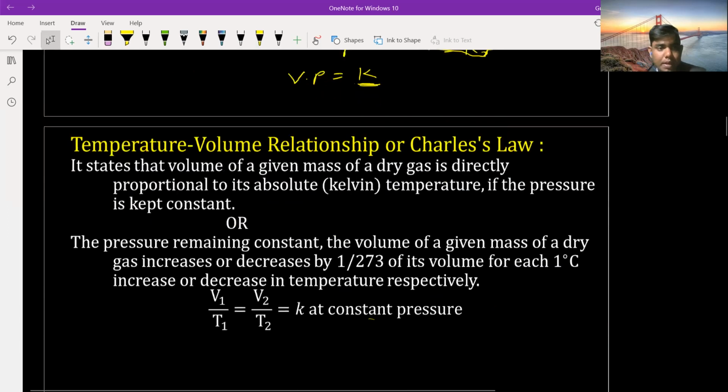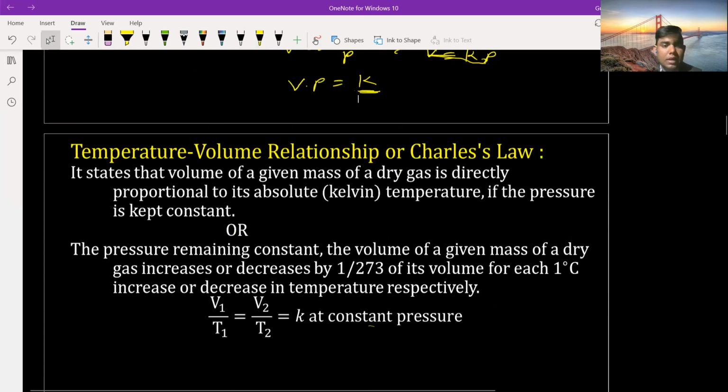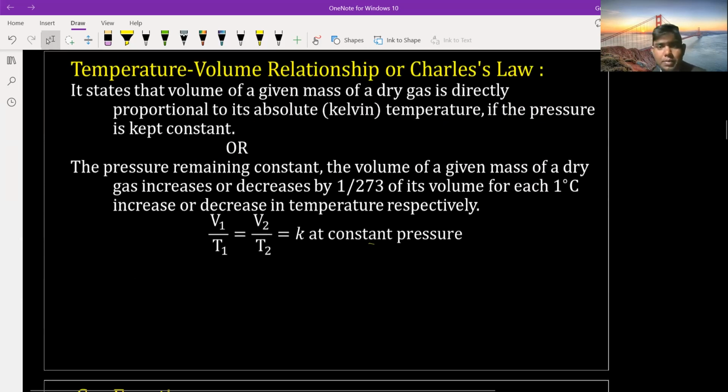Now next is the temperature volume relationship, or we can say Charles law. What is Charles law? It states that volume of a given mass of a dry gas is directly proportional to its absolute temperature, temperature being in Kelvin, if the pressure is kept constant. Means इसमें भी, Boyle's law में तो volume inversely proportional था pressure के at constant temperature, but यहाँ पे volume will be directly proportional to temperature at constant pressure.